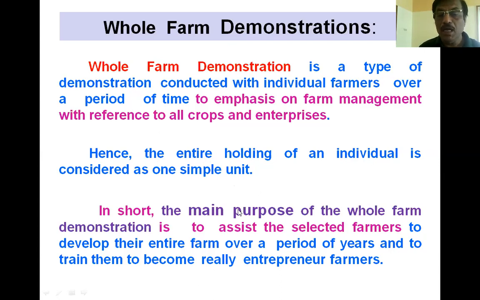In short, the main purpose of whole farm demonstration is to assist the selected farmers to develop their entire farm over a period of years, that is over a period of 3 years, and to train them to become really successful entrepreneurs. So in the whole farm, in all the enterprises, improved cultivation practices are adopted to make it a sustainable farm unit. For that, whole farm demonstration is conducted.